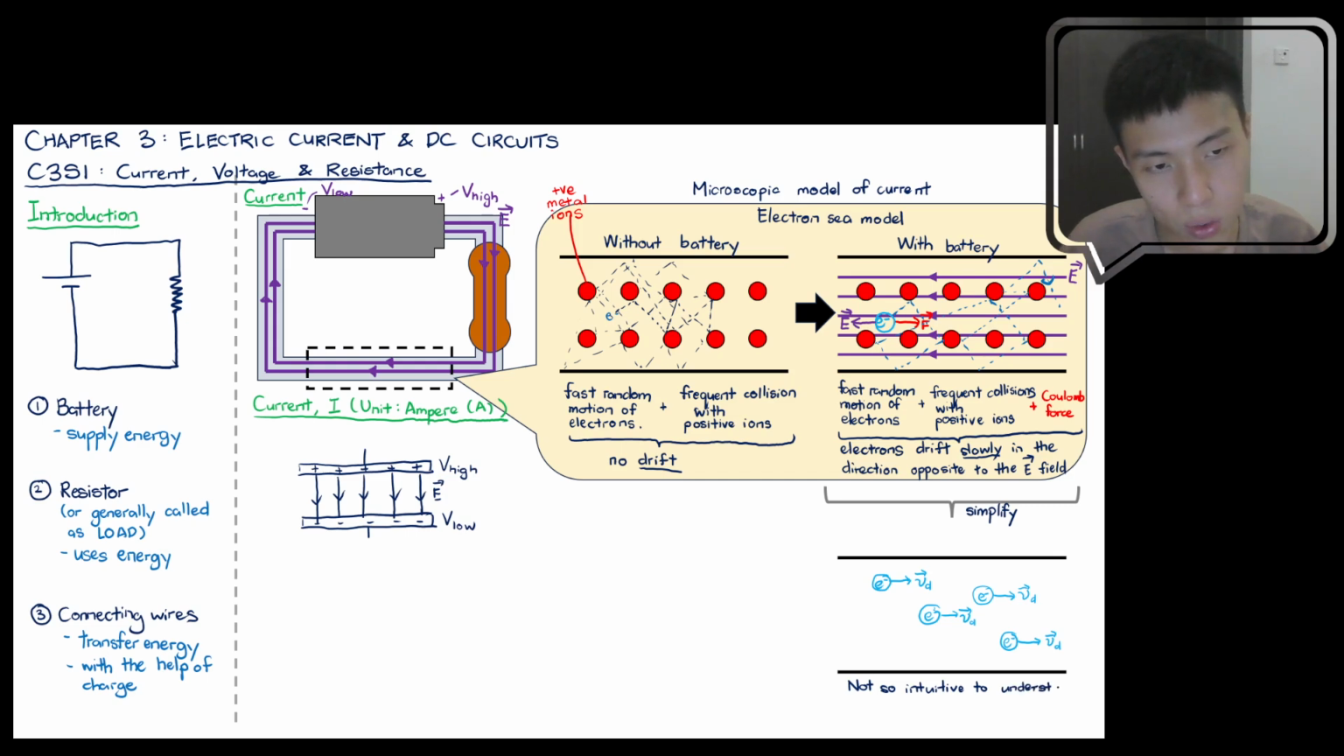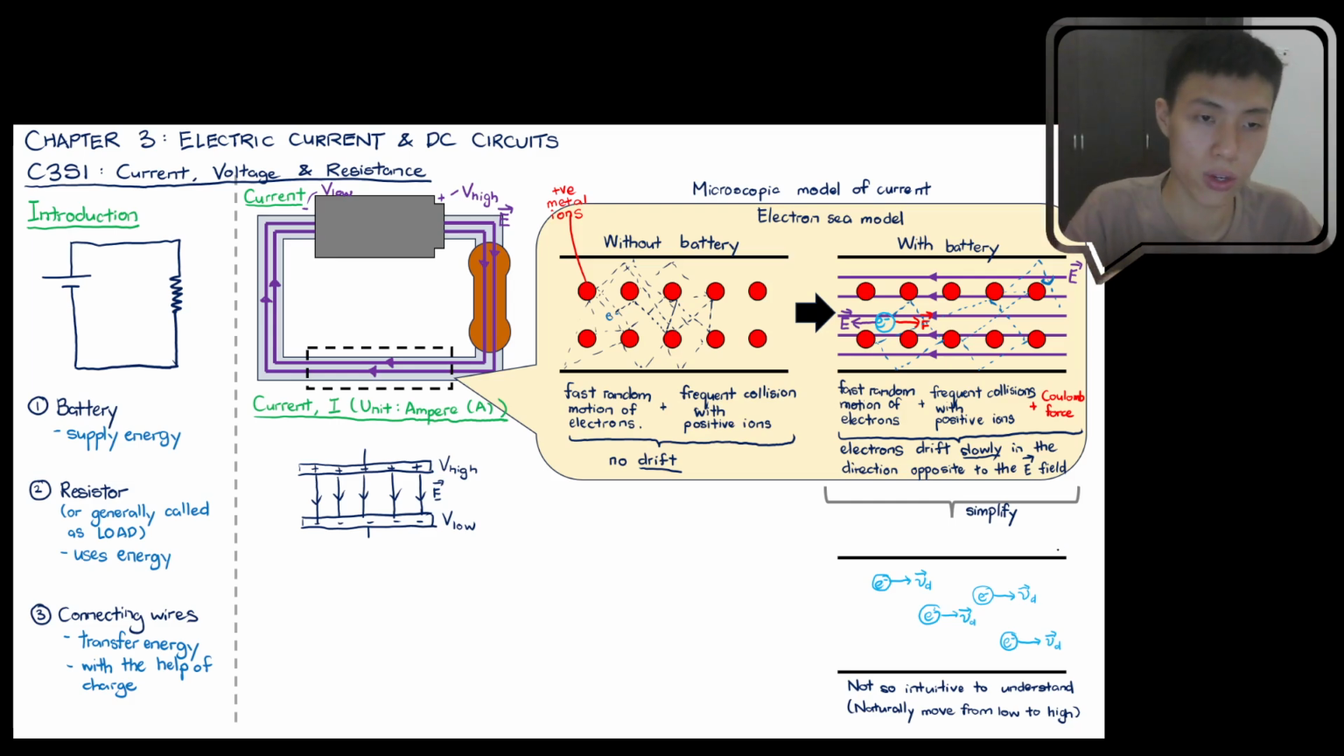Why is it not so intuitive to understand? Because it naturally moves from low to high. Low to high natural motion is not something we are used to. We are used to things falling from higher ground to lower ground. We are not really used to things naturally moving from low to high.